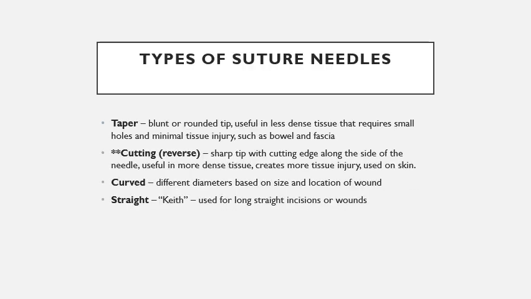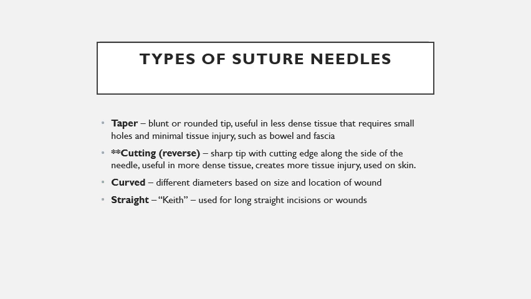Some types of suture needles are taper, which is a blunt or rounded tip, useful in less dense tissue that requires small holes and minimal tissue injury, such as bowel and fascia. Cutting or reverse cutting. These have a sharp tip with a cutting edge along the side of the needle. They're useful in more dense tissue. Creates more tissue injury though, and they're commonly used on skin.